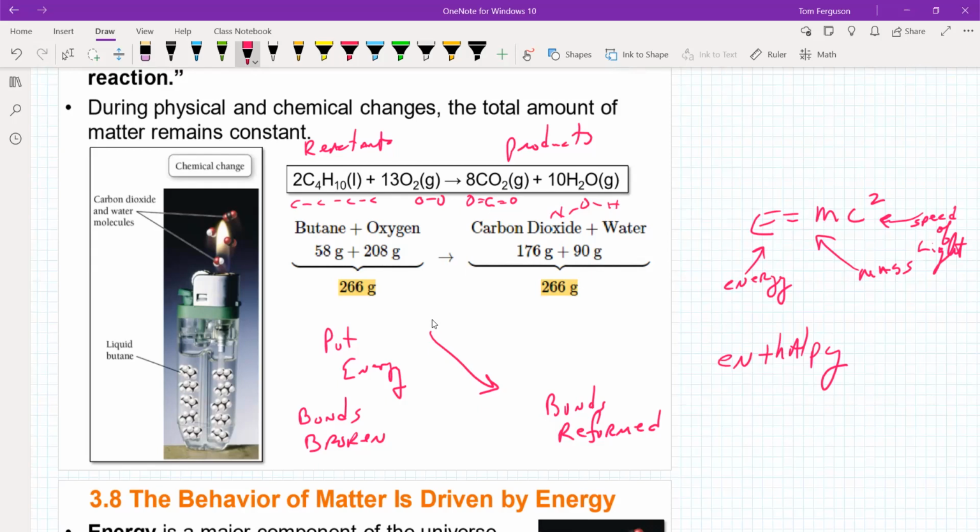Now, that's a chemical reaction, not a physical reaction. Melting ice has some energy changes as well, but there's no chemistry going on there. No bonds are being broken. That's the biggest discrimination between chemical reaction and physical reaction.